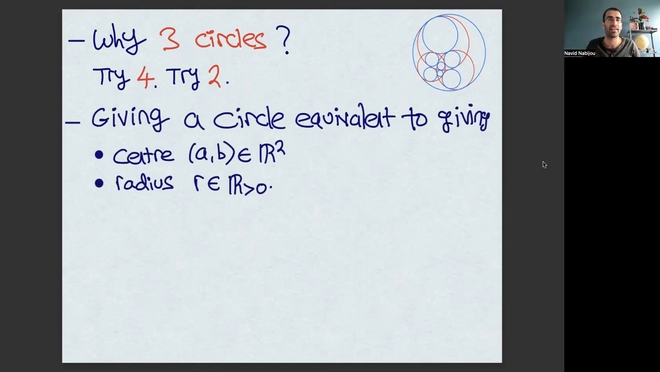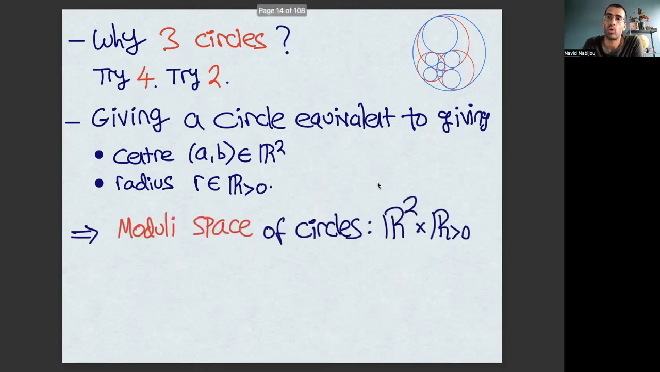So let's try to understand why that is in a more conceptual way. Let's say I want to give you a circle. What data, what information do I have to convey? Well, I have to tell you basically 2 things. I have to tell you the center of the circle, so I can give you its coordinates A and B, and I have to tell you the radius of the circle, some positive real number. And so we could say that the space of circles is given by this product, R^2 cross R positive. That means that if I give you any point in this set, that corresponds to some circle and vice versa.